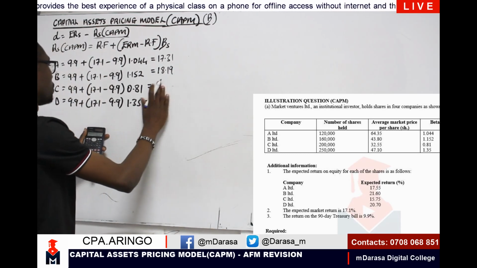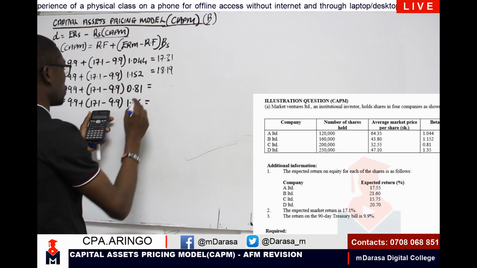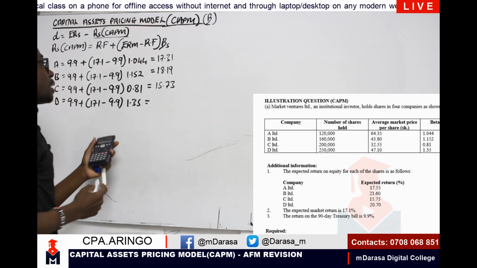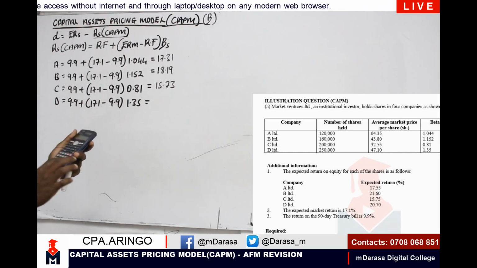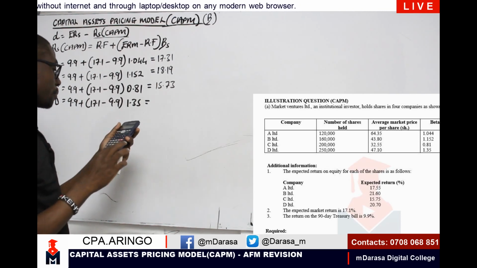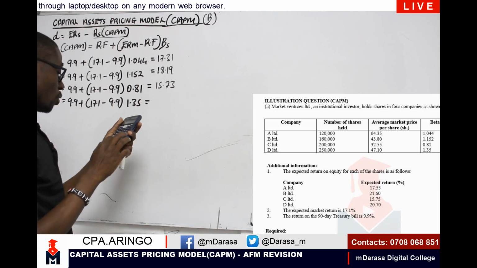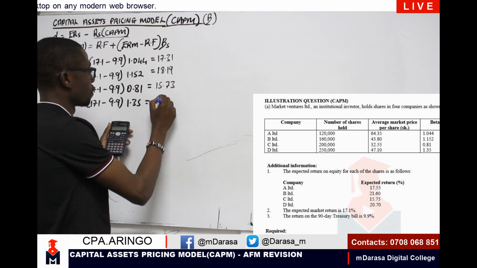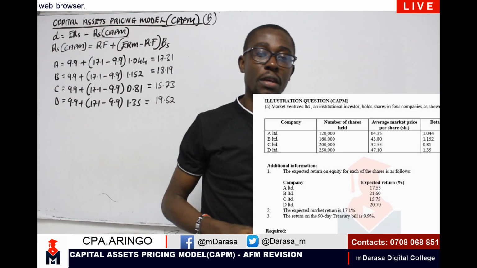Not 5.83, because we need to add 9.9. So I should be having here 15.73, right? Believing that that is what you're getting, the same with Mwalimu. Then finally 17.1 minus 9.9 times 1.35, of course, plus 9.9. This should give us 19.62. 19.62, right?